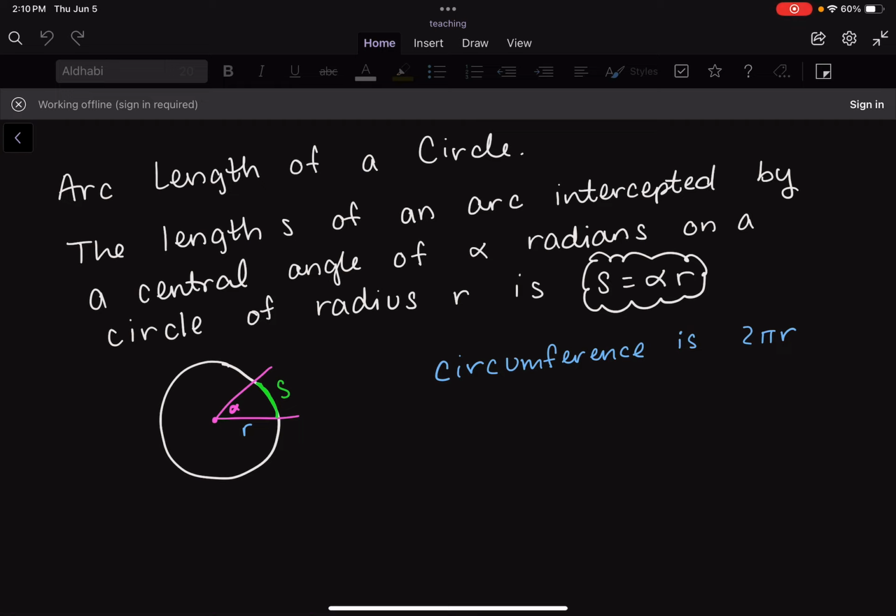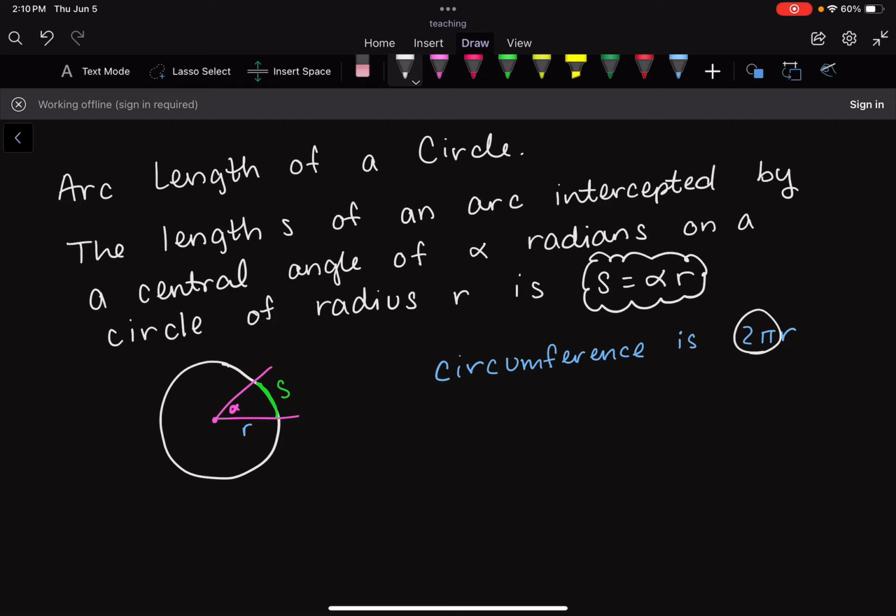So let me get back to what I was saying. We're just going to replace the 2 pi with alpha. And there we go. There's our equation. So instead of looking for the whole circumference, the whole 2 pi, we just want to look at a portion of that. So that's why we use our angle instead to find the length that we want.